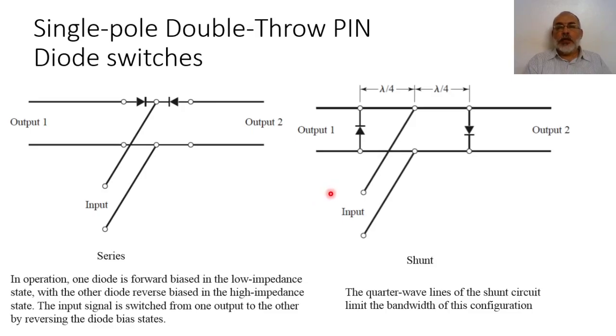If you are interested in double throw instead of single throw, this means that I have a single input and two outputs, and I want to make the switch such that at a certain biasing, the signal goes from the input to port 1, and at another biasing, the signal goes from the input to output 2. This is what we call single pole double throw. Single pole means a single input, double throw means double outputs. In the previous case, it was single pole, single throw. And here, single pole, double throw.